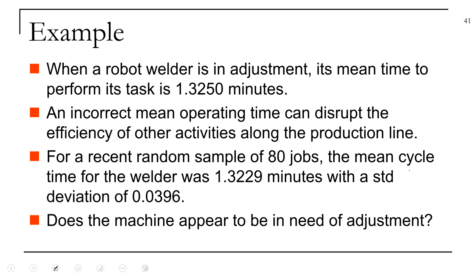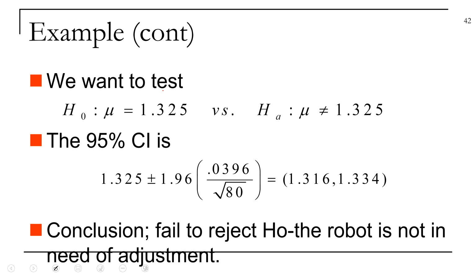One more example, because this stuff is so straightforward. A robot welder is fine if it performs its task on average in 1.325 minutes, otherwise it needs an adjustment. We want to see if it's performing that task in that amount of time or if it needs adjustment. We want to test mu equals 1.325 versus mu not equal to 1.325. And again, no alternative, two-sided. Here we're doing a 95% confidence interval by hand. We've got a lot of data, so we're using 1.96 instead of a t.